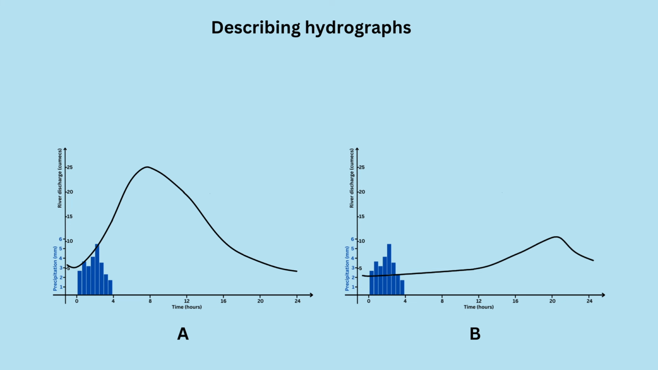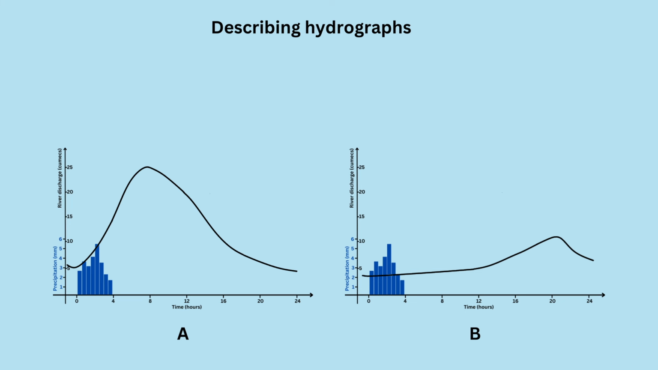Flashy hydrographs, such as hydrograph A, have a steep rising limb and a small lag time. This indicates that river discharge increases rapidly over a short period, indicating rainwater reaches the river very quickly. This means the river is more likely to flood.